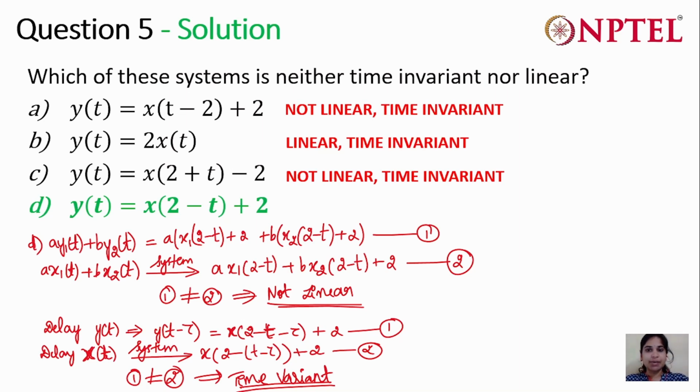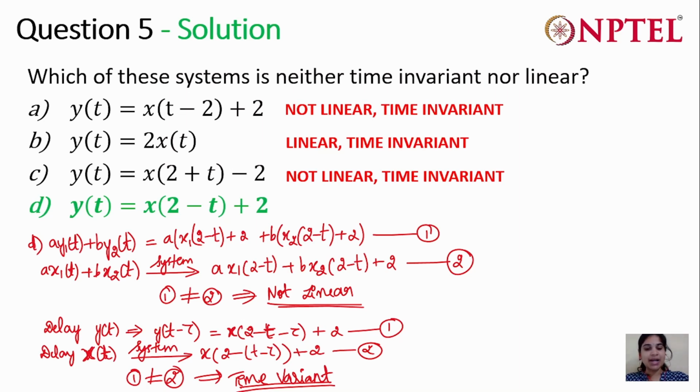How do we check time invariance? First we delay y of t. So y of t minus tau, if I do, it is x of 2 minus t minus tau plus 2. If I delay x of t and then pass it through the system, it will be x of t minus tau that I am passing through the system. So what will be y of t? x of 2 minus of t minus tau plus 2.